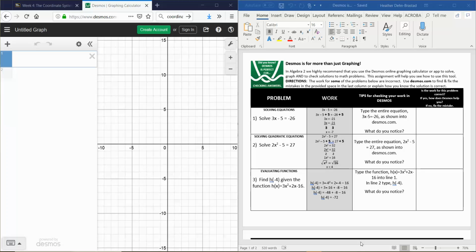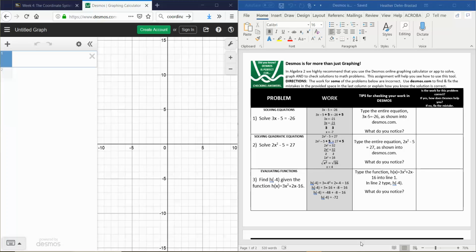So I've opened up Desmos on the left side of the screen, and it's just desmos.com, and then you click on graph. And then on the right side is the worksheet. So the directions are all on the worksheet, and I think you'll be able to follow along just fine.